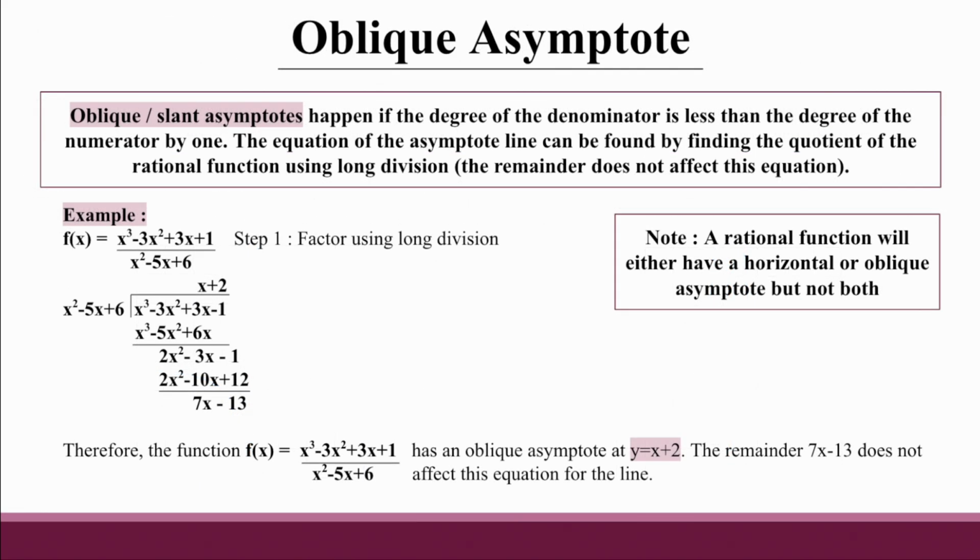Finally, we have oblique asymptotes. These asymptotes happen if the degree of the denominator is 1 less than the degree of the numerator. An example is provided to show that the equation of the oblique asymptote is simply found by using long division to solve for the equation of the rational function.